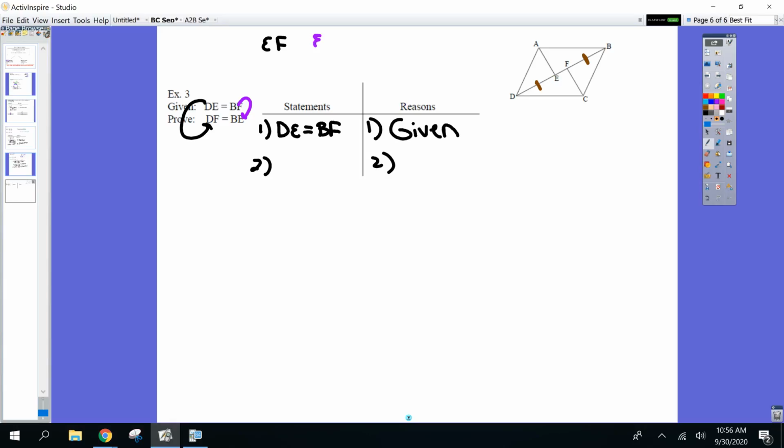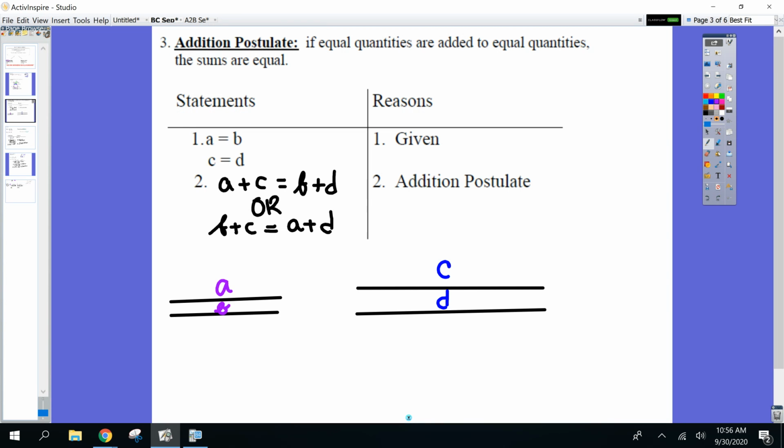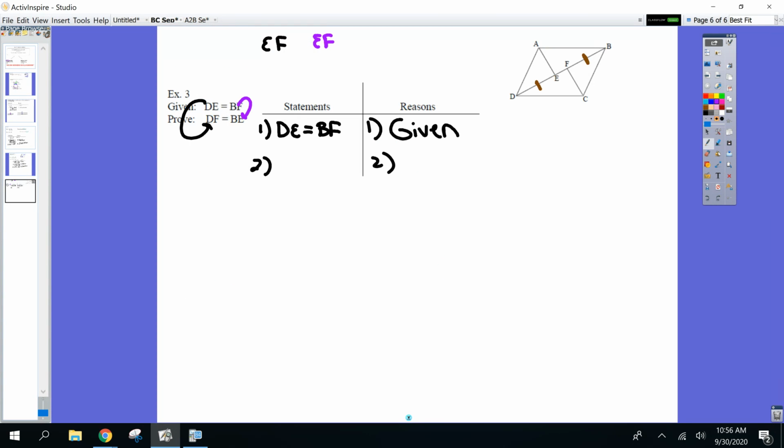Wait a second. So you guys are telling me in both cases, I need to add on what to my givens? EF. And what do you know about EF and EF? They're both equal. Why are they equal? Because of the reflexive property. Before you write addition, how many pairs of equal quantities do you need? 2. But in this case, how many did I give you? 1. So when you're looking for that missing one, it's probably going to come from reflexive, a quantity equal to itself.